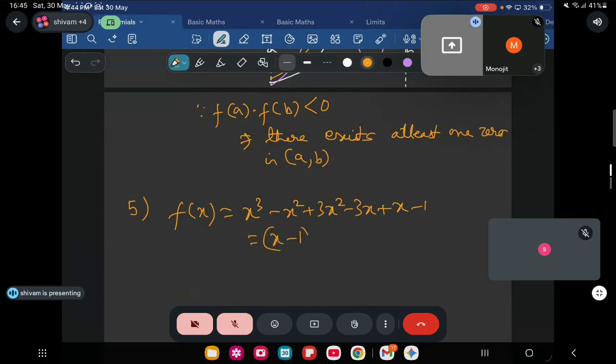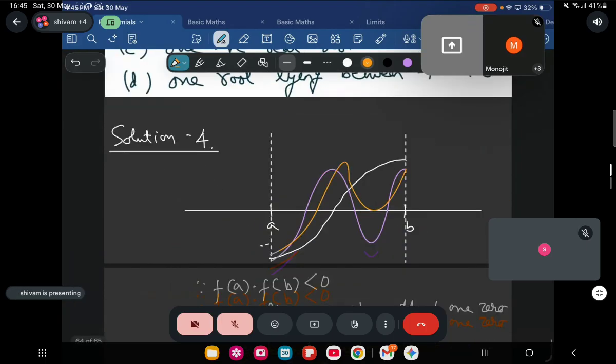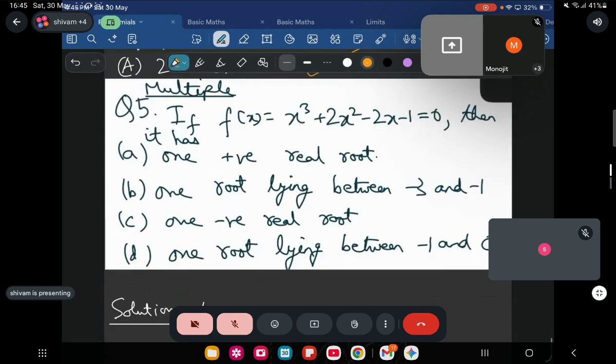So what are we getting? We are getting (x minus 1) into (x square plus 2x plus 1). So over here we are getting one root, right? Tell me everyone. We are getting one root. So option A is correct. One positive real root.